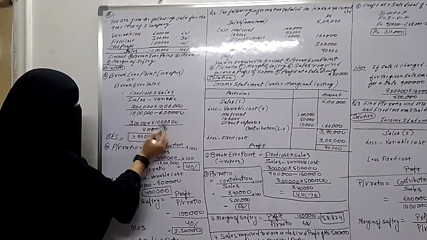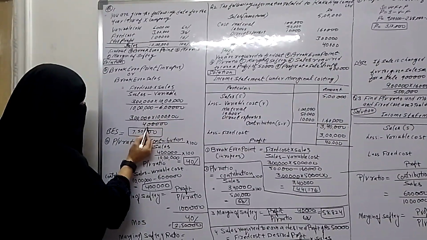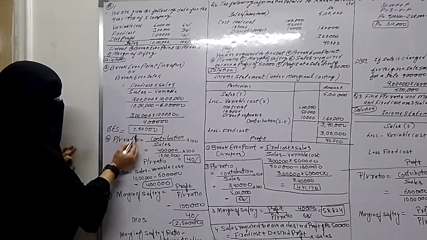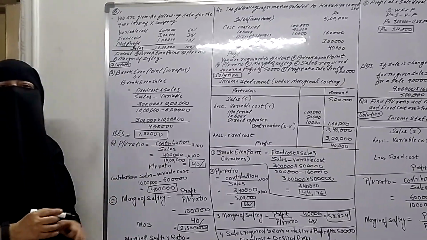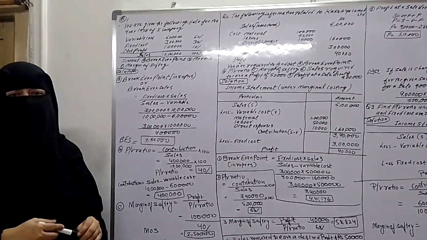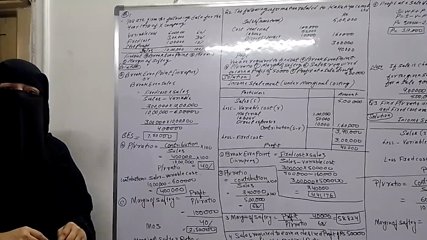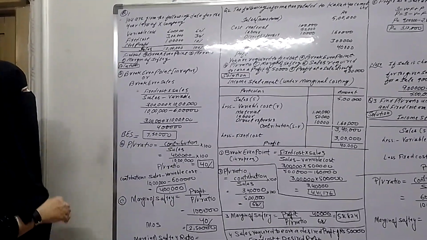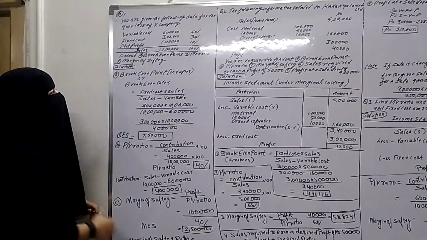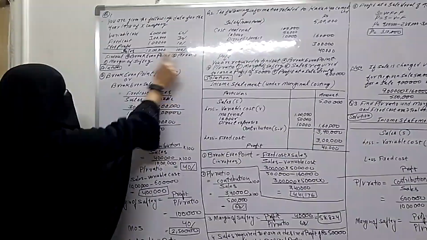3 lakh into 10 lakh minus 6 lakhs, remaining is 4 lakh. So answer is 7 lakh 50,000. This is your break-even point in rupees. Fixed cost into sales by sales minus variable cost. Now, next question is asking you to find out the PV ratio also.